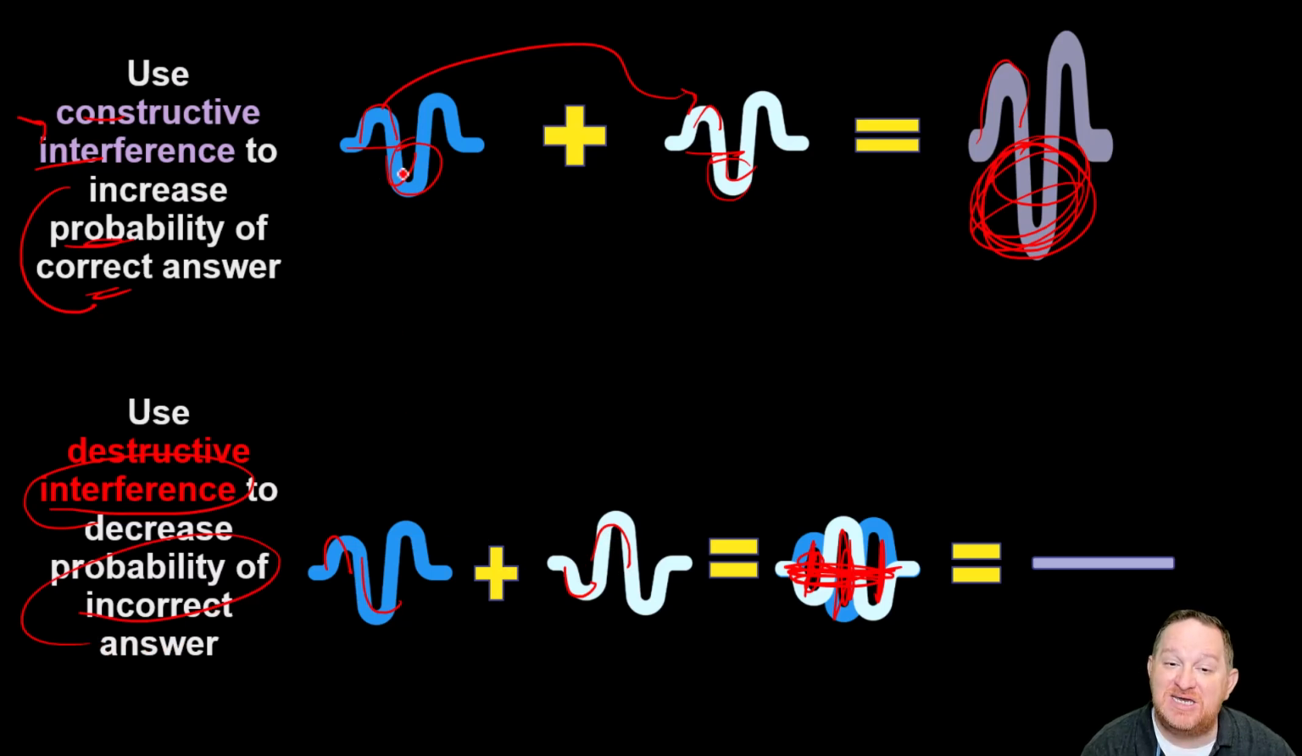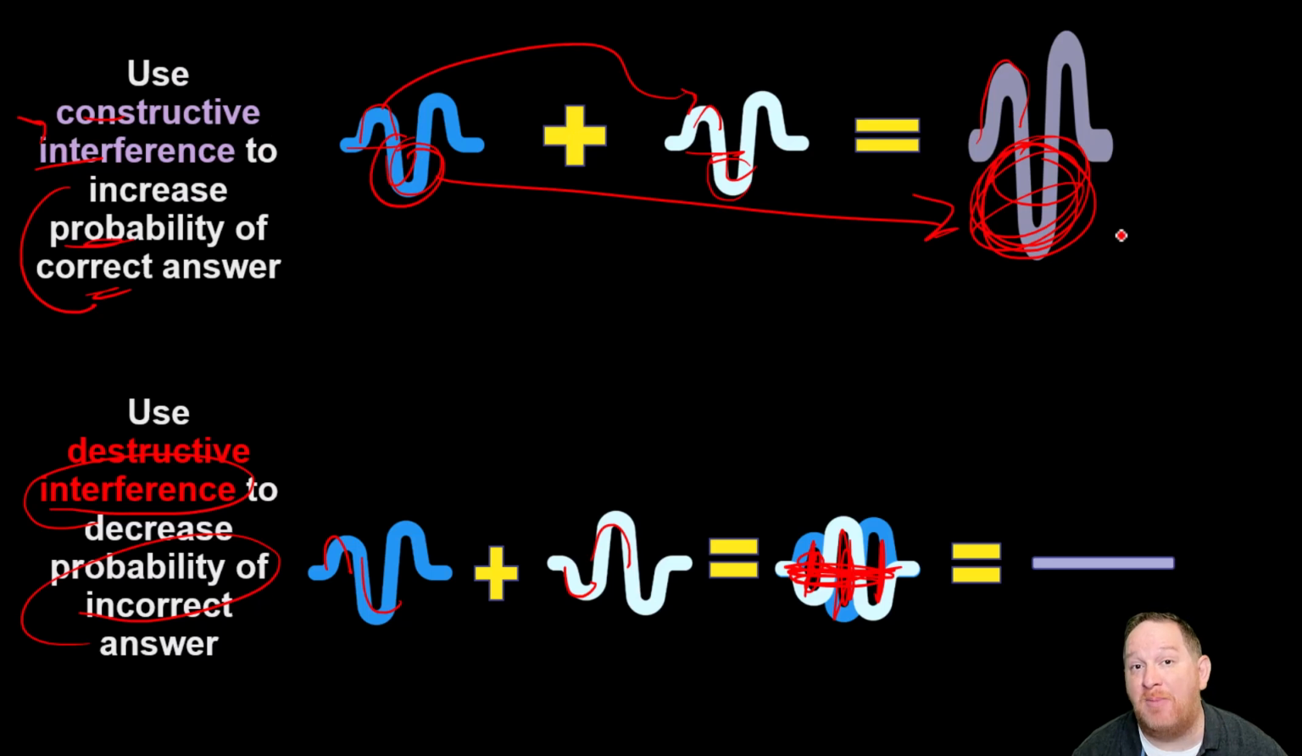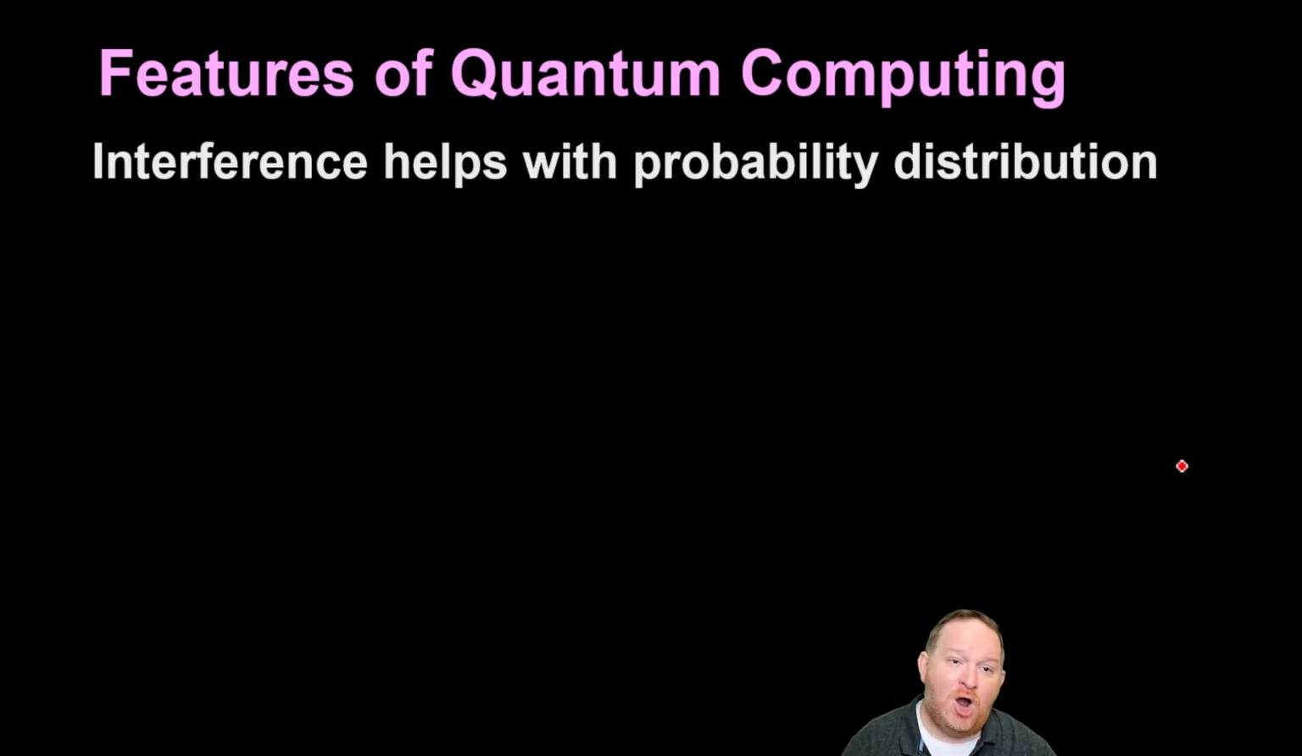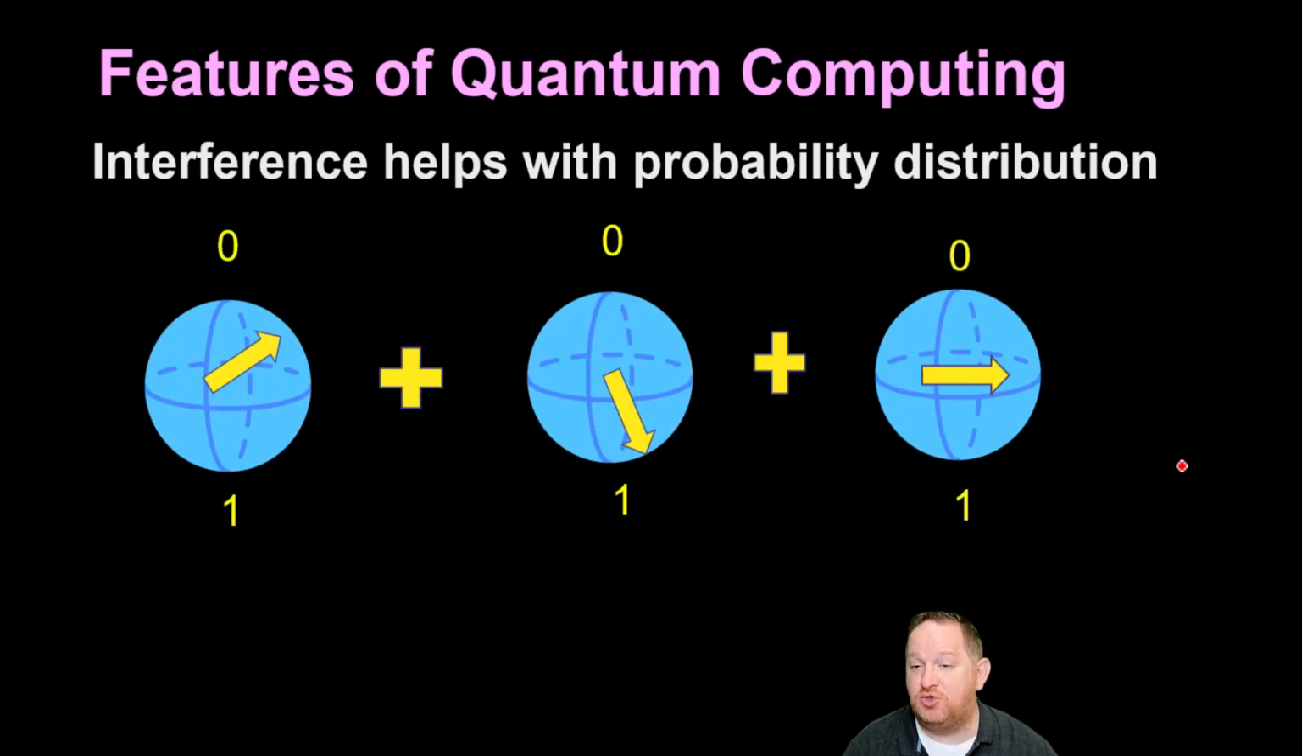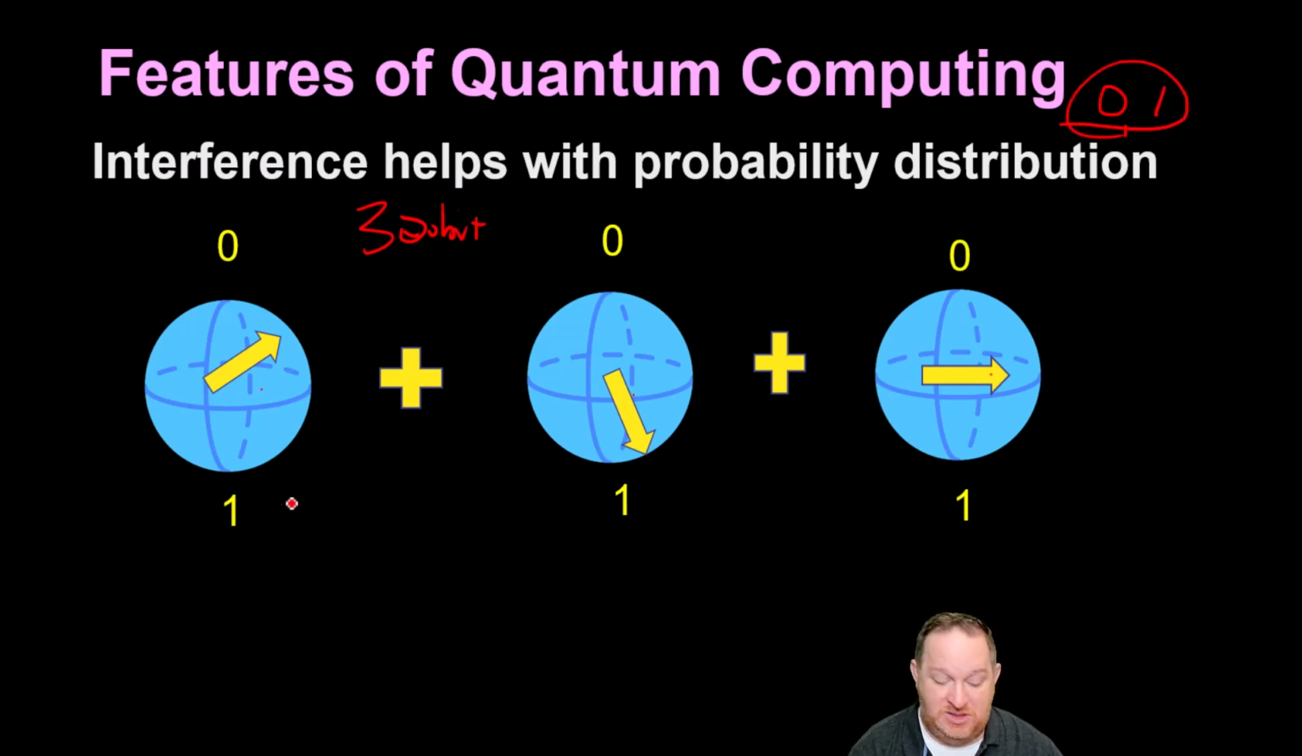We want constructive interference to increase our probability of getting certain correct answers when we do a measurement. All right, so interference helps with probability distribution. If I'm using a 3-qubit system, 1, 2, 3, think about it. Basically, instead of just a 0 and a 1 option for an output, now I've got 8 different ones, right?